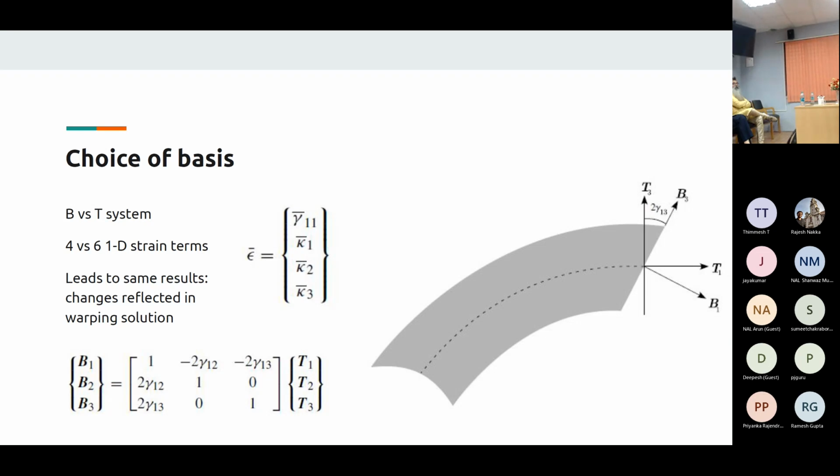So when you say the 4 strain terms, the term generally used to note them would be generalized 1D strain terms as opposed to just 1D strain terms. And then the difference would just be reflected in the warping solutions themselves to go with the 4 terms versus the 6 terms. So that would be incorporated.